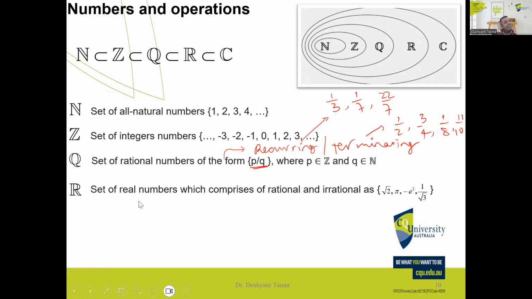Then we go to R, the set of real numbers, which comprises rational and irrational. Rational numbers, that is our whole Q. An irrational number is outside of Q, such as √2, pi, negative e square, 1/√3, right?